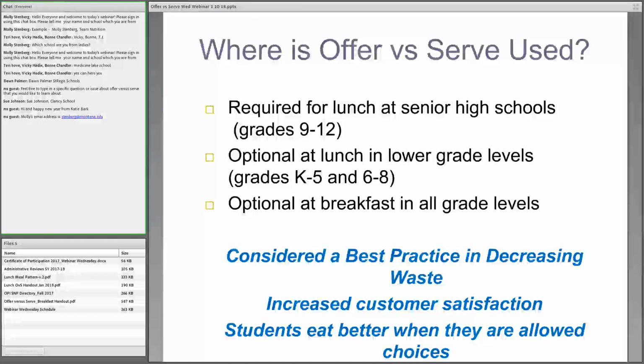Offer versus serve is really considered a best practice in decreasing food waste. So if we give students the opportunity to say no thank you, they know they're not going to eat something, then if we don't put it on their tray, we're saving that food. It's not just going right into the garbage. Increased customer satisfaction. Everybody likes to make their own choices, including students. So if we allow them choices, we know that they're more likely to eat what they choose, and I think that they will enjoy it a lot more. So improved customer satisfaction can actually help you increase your participation, because your students will feel good about coming through the line and they won't be pressured to eat food that they don't want to.